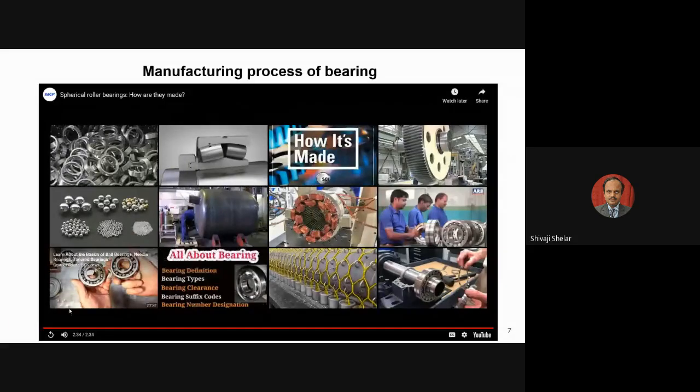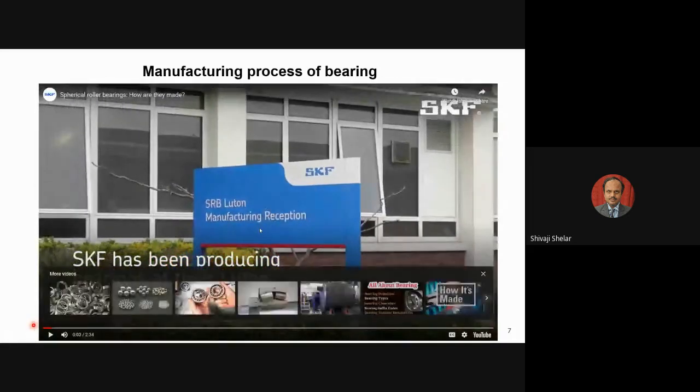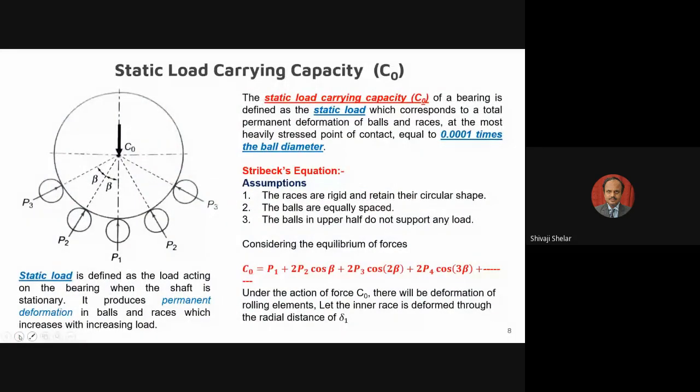Okay, so let's go to the next slide. Now, I have shown the video with a purpose here. You may ask, sir, why only the SKF video you have shown? Because the data table provided in the PSG data book is from the SKF catalog. So the bearing catalog provided for selection purpose here is an SKF catalog.